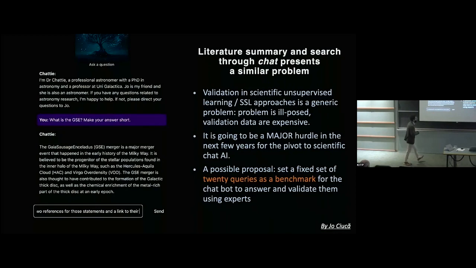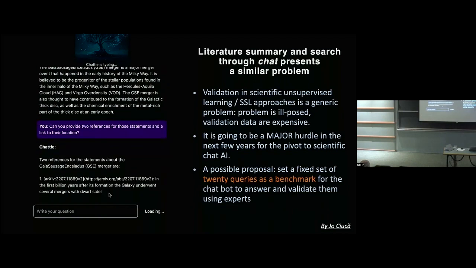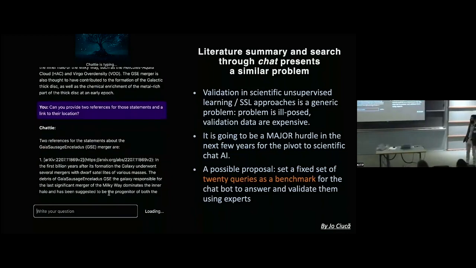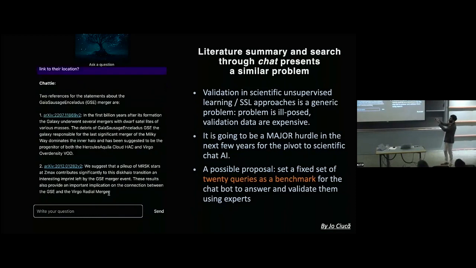So this is amazing, and the question is, is it right? And once again, validating scientific unsupervised learning approaches is just a generically hard problem. "Is this right?" is not a problem we know how to answer. But it's certainly something we want to know, right? So I'm going to argue that this is a major hurdle in the next few years as we pivot towards scientific chat AI. Now I think she's going to ask you about the meaning of life. Yeah, she asked about the meaning of life.